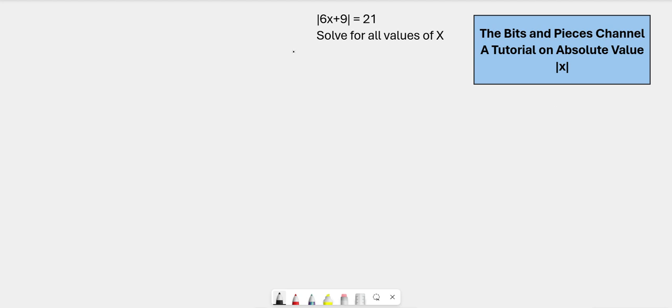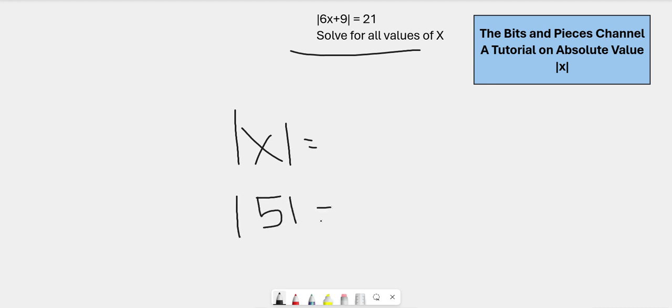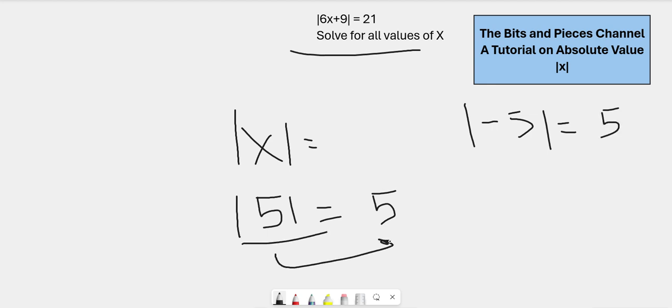So what is absolute value? Absolute value, let's write it as the absolute value of x, is when you take a number and you find the positive version. So for example, the absolute value of 5 is equal to 5, and the absolute value of negative 5 is also equal to 5. What it essentially does is that if you have a positive, it remains the same. If you have a negative, it becomes the positive value.